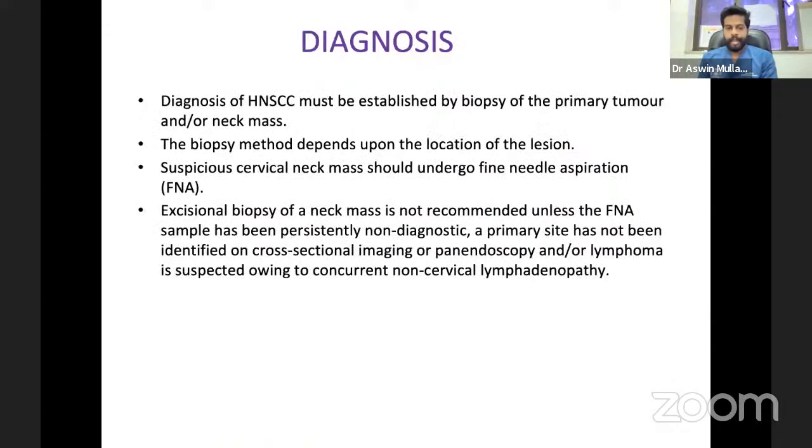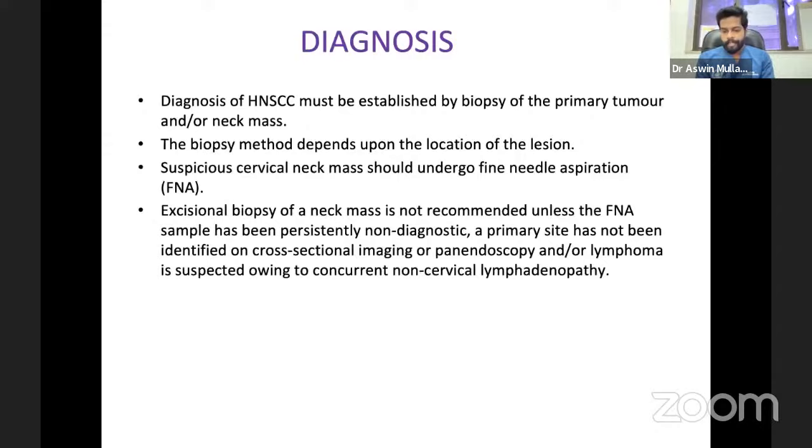Now coming to diagnosis. For any head and neck cancer, there should be a tissue diagnosis in order to establish the primary diagnosis of any head and neck tumor. It can be from the tumor itself, or from the neck mass or whatever suspicious nodes. As I told, in case of nasopharyngeal or some kinds of hypopharyngeal lesion, the patient will be presented only with a neck mass. In those cases, you can have a tissue diagnosis from that nodal mass, or either in this case.